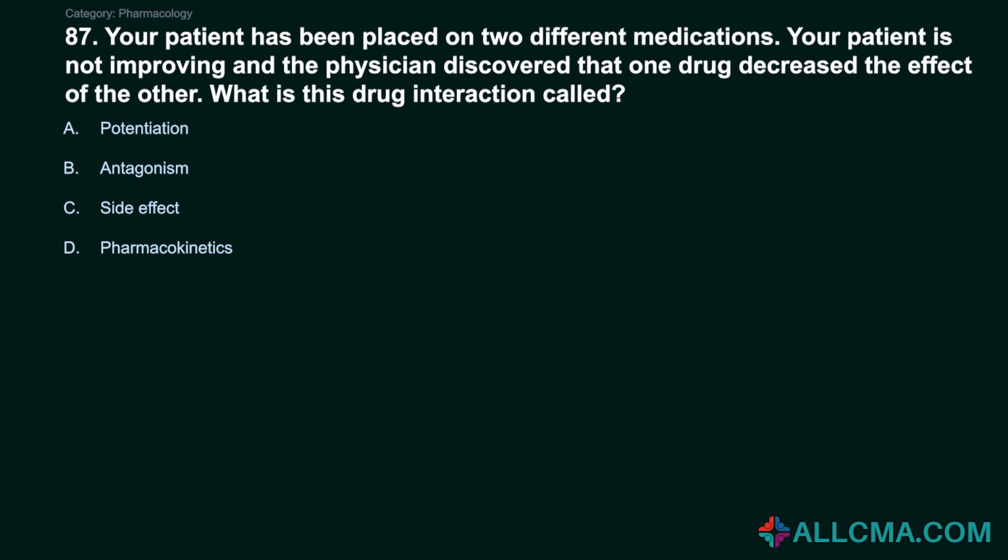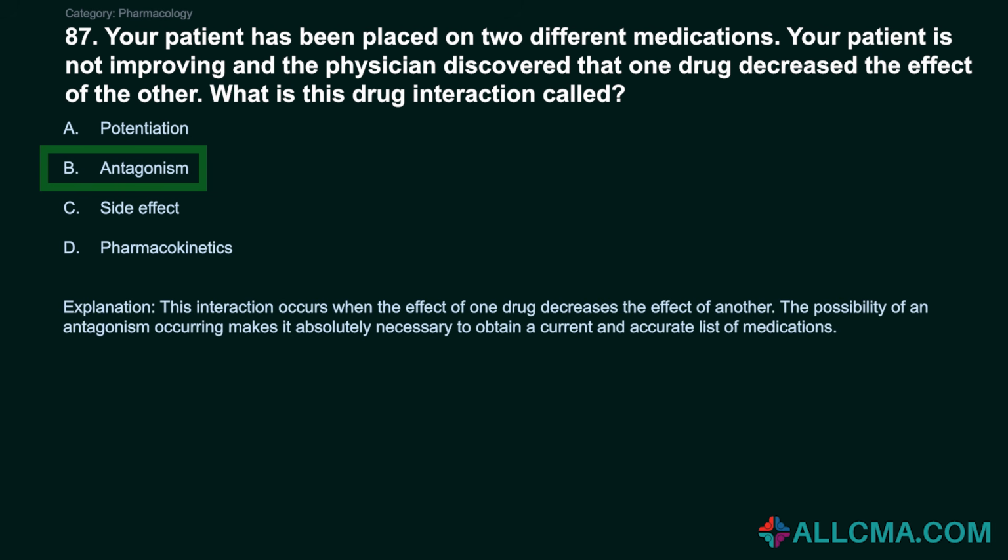87. Your patient has been placed on 2 different medications. Your patient is not improving and the physician discovered that one drug decreased the effect of the other. What is this drug interaction called? A. Potentiation. B. Antagonism. C. Side effects. D. Pharmacokinetics. Correct answer, B. Antagonism. This interaction occurs when the effect of one drug decreases the effect of another. The possibility of an antagonism occurring makes it absolutely necessary to obtain a current and accurate list of medications.